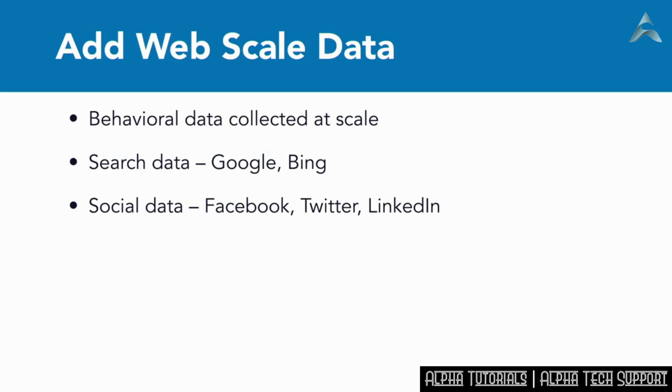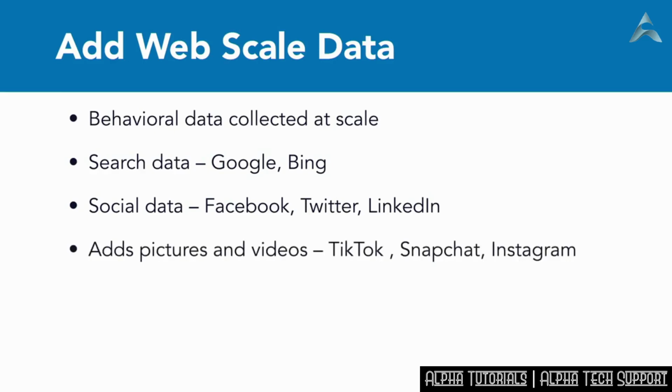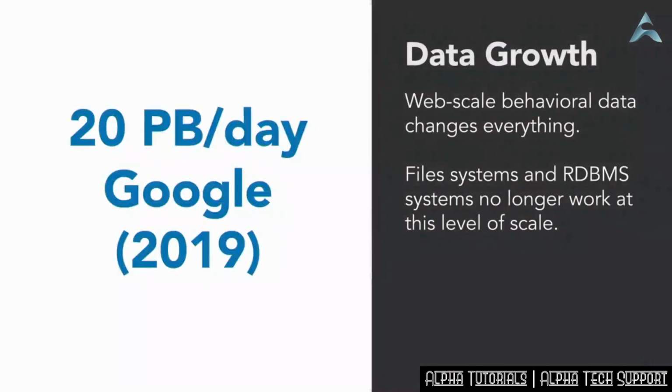Particularly as of this recording, newer services like TikTok, which is similar to Snapchat for the younger generation, generally, Instagram, and so on. These types of services not only collect the text data of where you are, what you're doing, what you're looking at, but they collect it in the form of picture or video, which is, of course, a much larger scale. Speaking of scale, it has been estimated that Google is working with 20 petabytes per day in 2019. So this data growth driven by web scale behavioral data changes everything. And it's really where the NoSQL ecosystem came from.